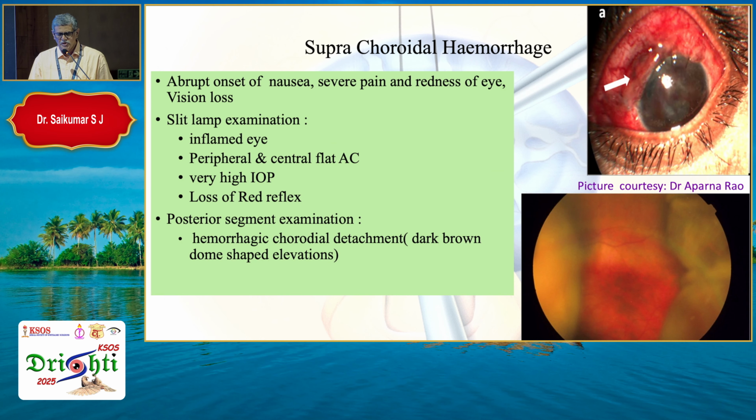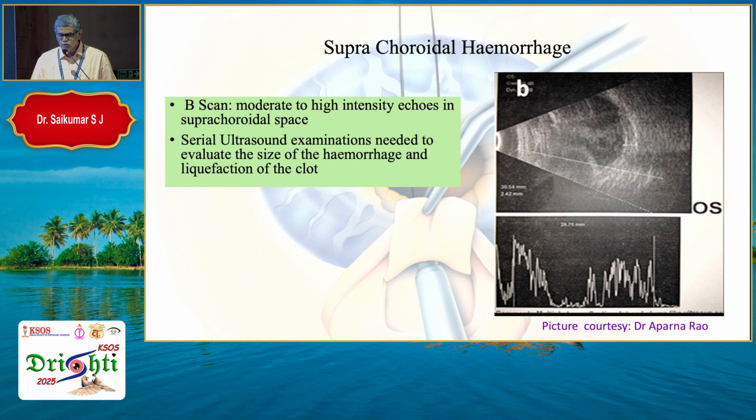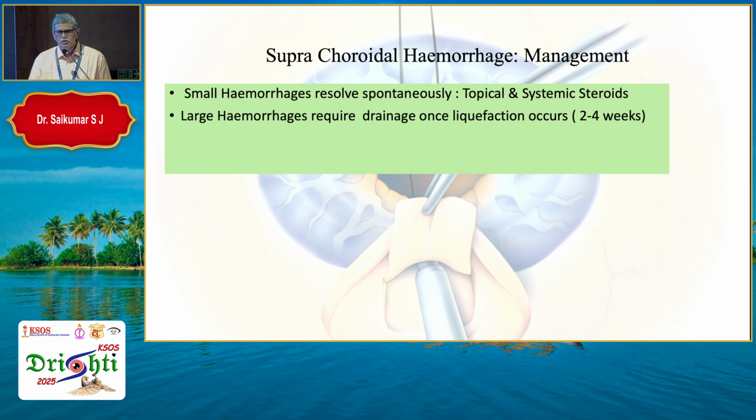There is abrupt loss of vision, and patients present with systemic symptoms like nausea. The eye is very inflamed, both the peripheral and central anterior chamber are flat, the IOP is very high, and very importantly, there is loss of red reflex. You won't have any red reflex, and then you have to do a B scan and see whether it is an actual suprachoroidal hemorrhage or not. You may need serial B scans over a period of time to see how it is getting liquefied. Small hemorrhages usually resolve spontaneously. The large ones require drainage once it is liquefied. The timing of drainage is always controversial, but never do it immediately. Wait for a few weeks before you do a suprachoroidal drainage.